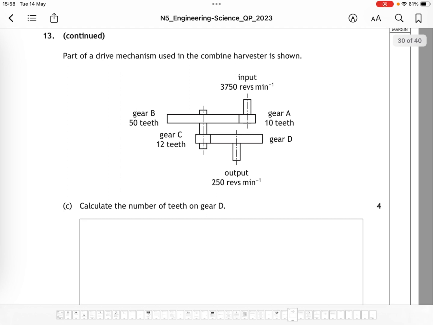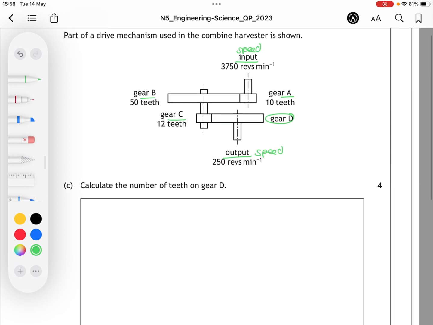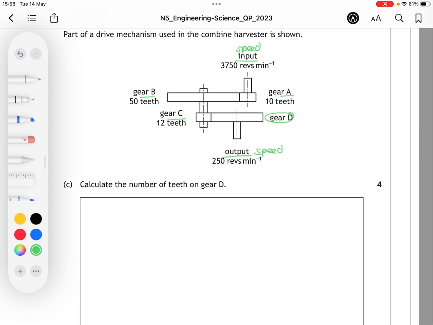We've got loads of information here, and I think it's worth having a look at it before we look at our equations. So we've got our input speed and we've got our output speed. We then have the size of gear A, gear B and gear C, but not for gear D, because that's what we're trying to find. If you can identify early on those bits of information, that will help you, if you're a little bit stuck in the exam, to get to the next step.